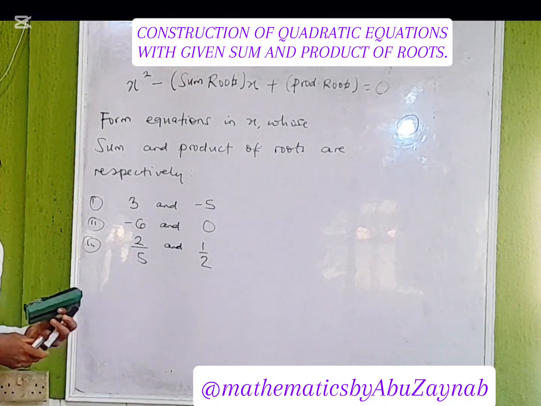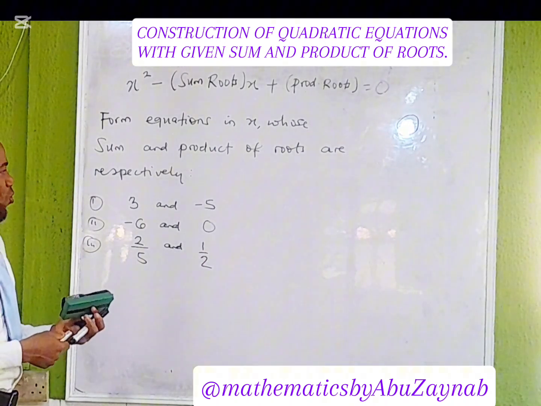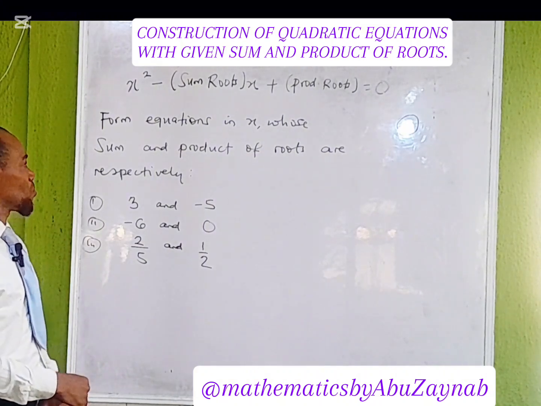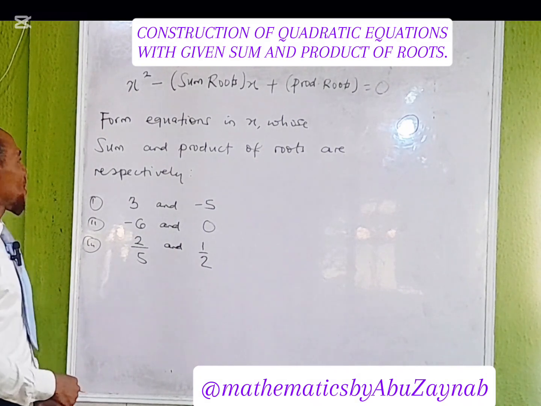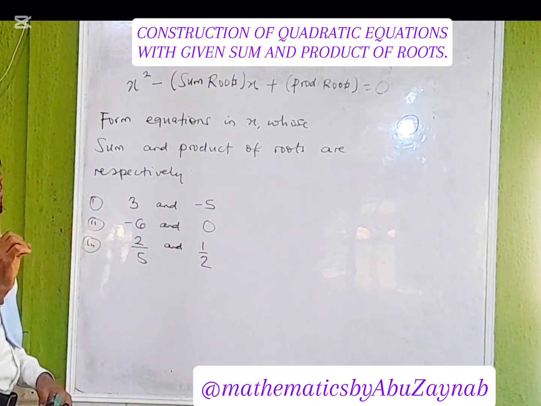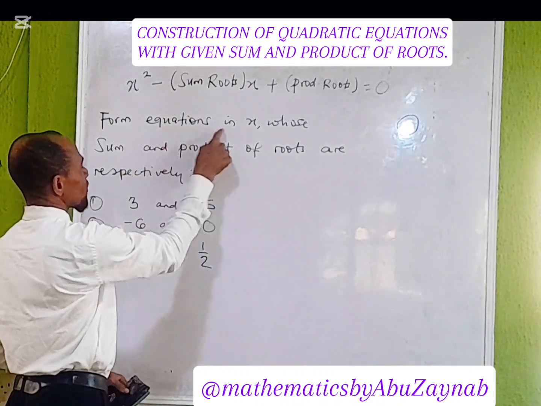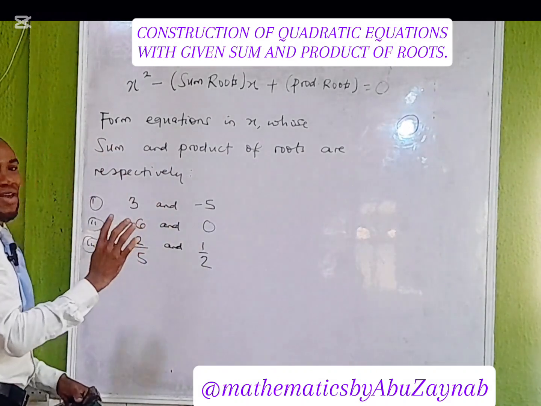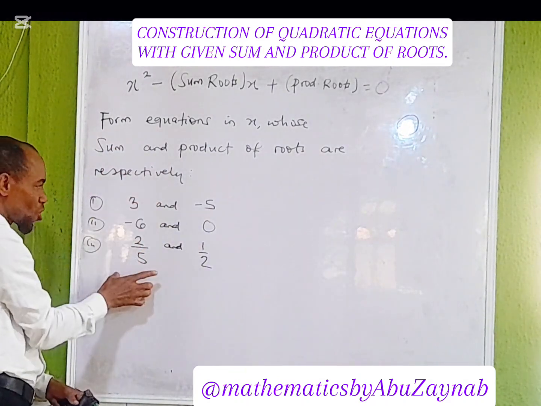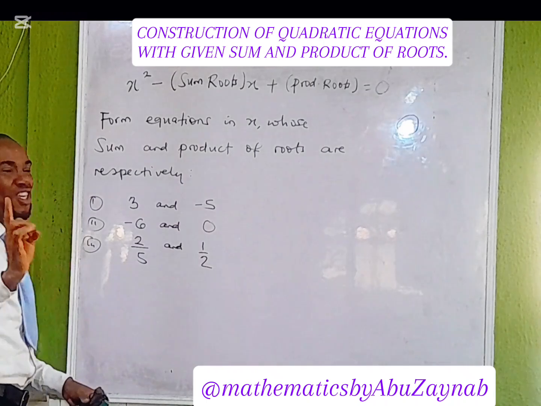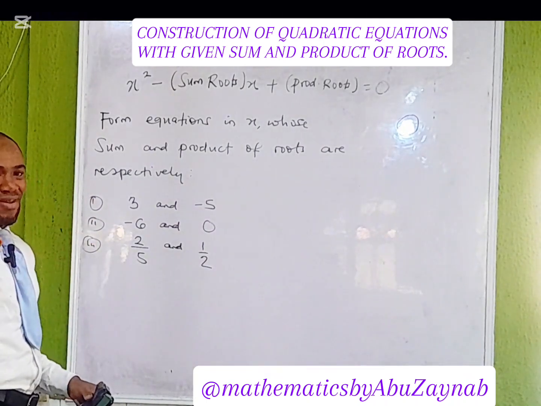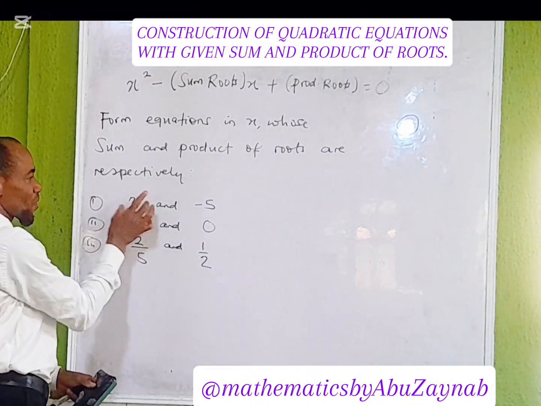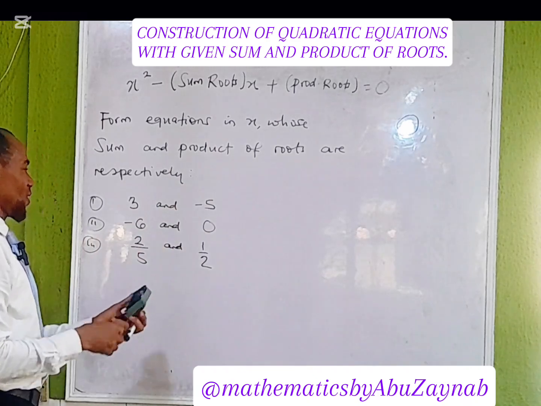If you are not very careful, you might be quick to attempt this question using the previous class's idea. But there's a slight difference which you must not fail to take note of. These are not roots given. Rather, look at the question. Form equations in x whose sum and product of roots are respectively. Meaning these are already summed and multiplied. So you need not do sum and product again. As a matter of fact, this is a lot simpler than the previous one. They've done the sum for you and the product for you, respectively. Just slot in. That's the meaning.